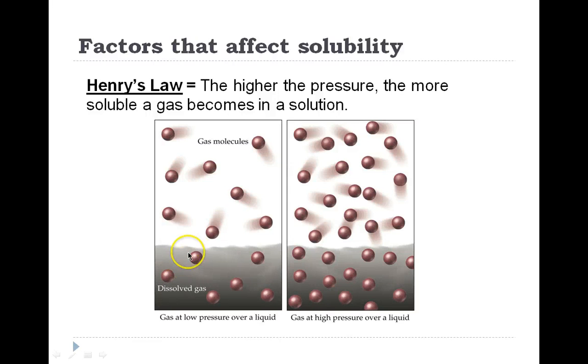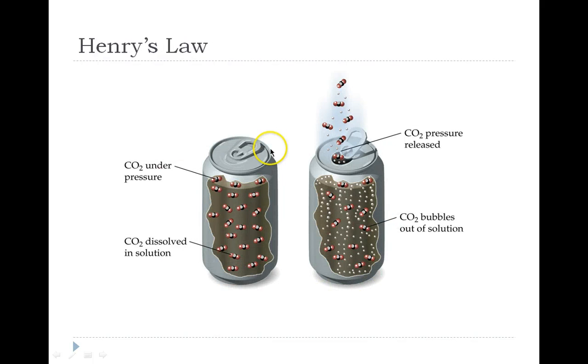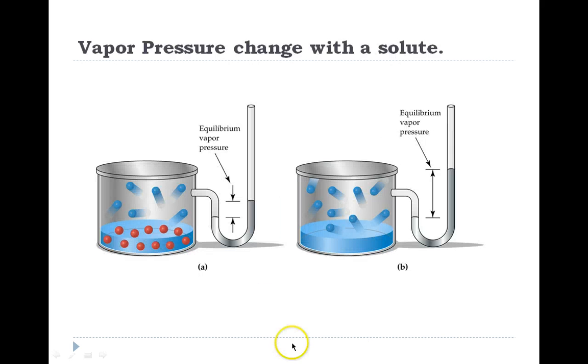So if we have carbon dioxide and we have a higher pressure of carbon dioxide, we're going to be able to dissolve more of that gas in the liquid. Again, the higher the temperature, the more of the gas molecules come out of solution. So a classic example of Henry's law is opening up a soda can. When you do that, you drop the pressure, and when the pressure drops, the carbon dioxide comes out of solution. So again, Henry's law is that relationship between pressure and how much gas dissolves in a solution.